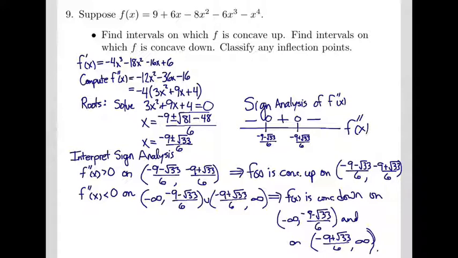Finally, we get our inflection points by looking at where concavity changes, and so my function has two inflection points. F has inflection points at both of these supercritical points, negative 9 plus or minus the square root of 33 over 6. And that finishes the problem.